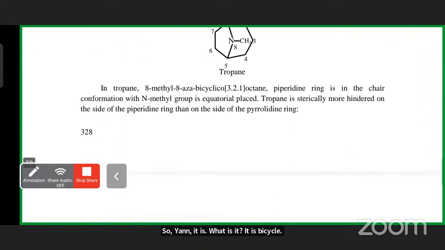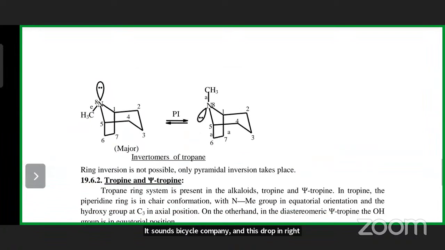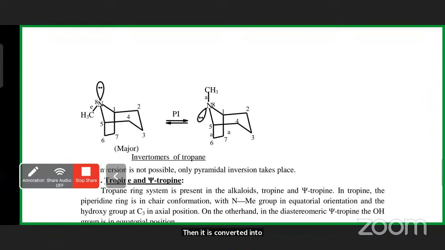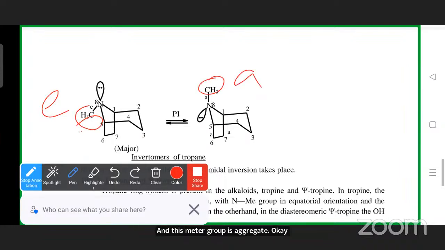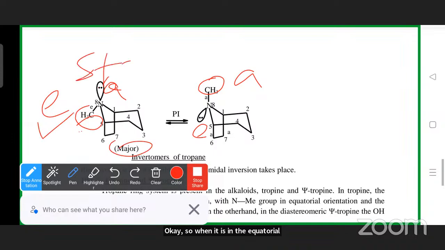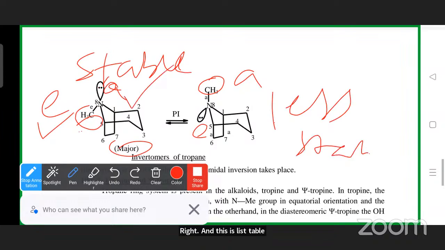When tropane is converted into the chair conformation, you have this conformation, and upon pyramidal inversion, it converts into this conformation. Now you see, in tropane the methyl group is equatorial here, and in the other the methyl group is axial. The lone pair is axial here and equatorial there. When the methyl group is in the equatorial direction, it is the major, stable one, and the other is less stable.